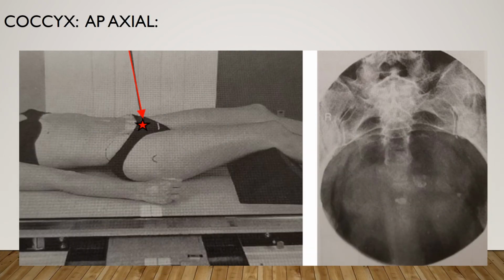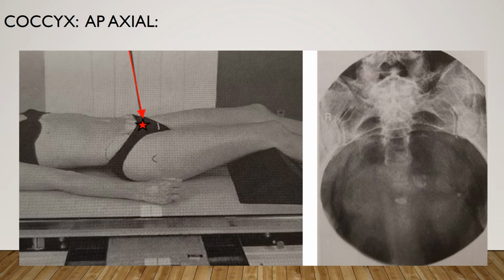AP axial view of the coccyx, 40-inch SID, patient is supine. You want to place the part with the mid-sagittal plane to the center of the table. The center ray is going to be 10 degrees caudad, entering 2 inches superior to the pubic symphysis. Respiration is going to be suspended during exposure.